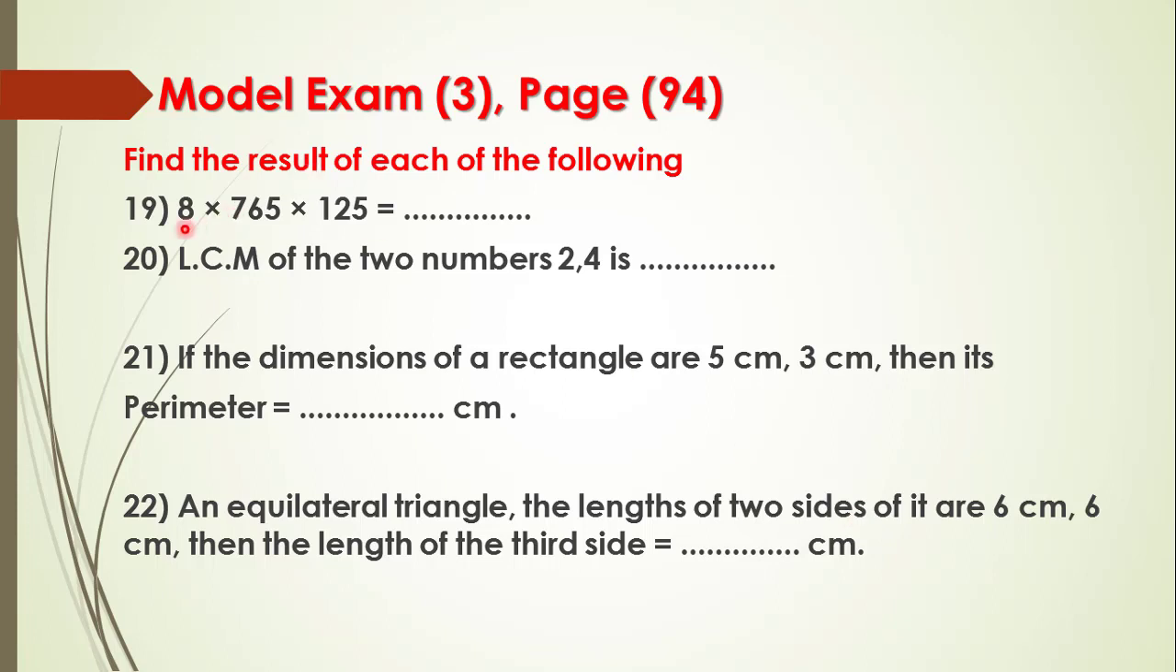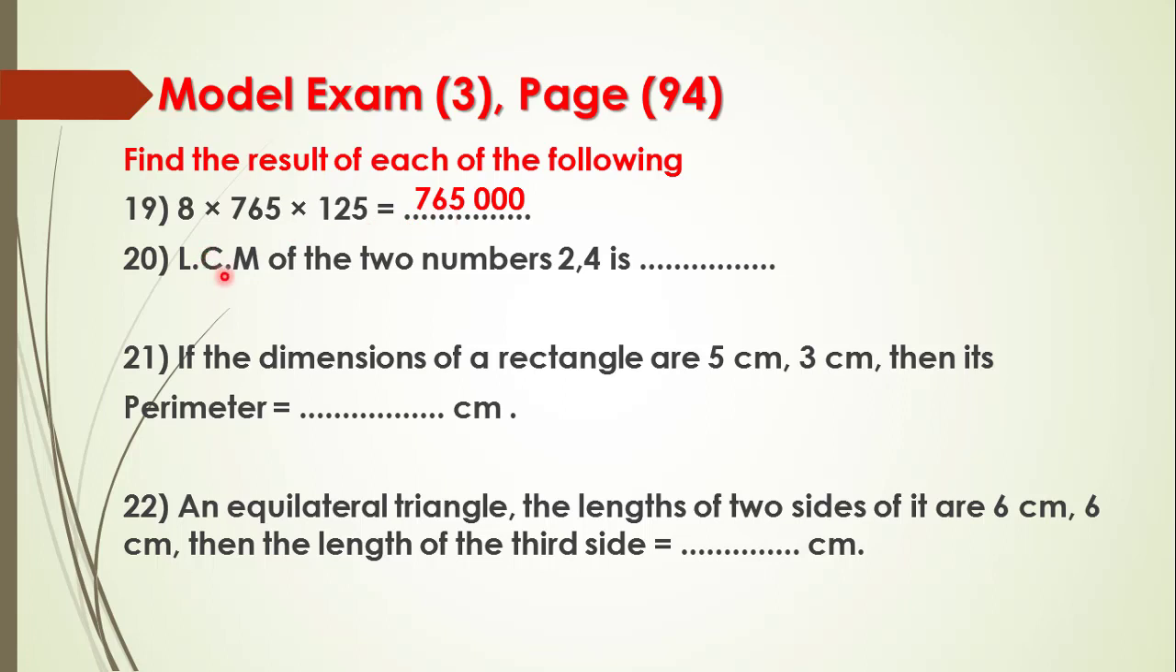Number 19. We have 8 times 765 times 125. We keep in our mind, we said before, 8 times 125 equals 1,000. And we said also 4 times 25 equals 100. It's very important to remember these numbers. So 8 times 125 is 1,000. I want to multiply 1,000 by this number. Multiplying by 1,000 means add 3 zeros to the right. So the result will be 765,000.